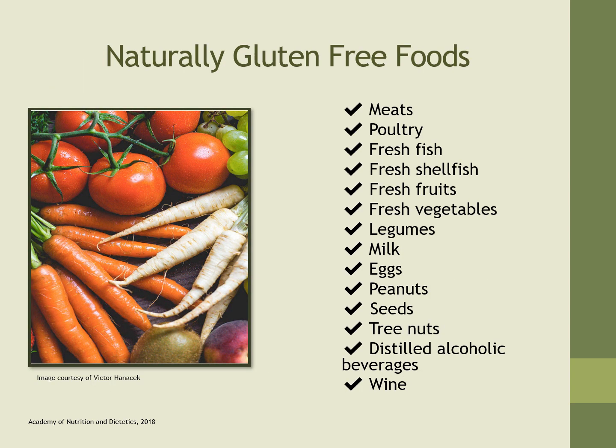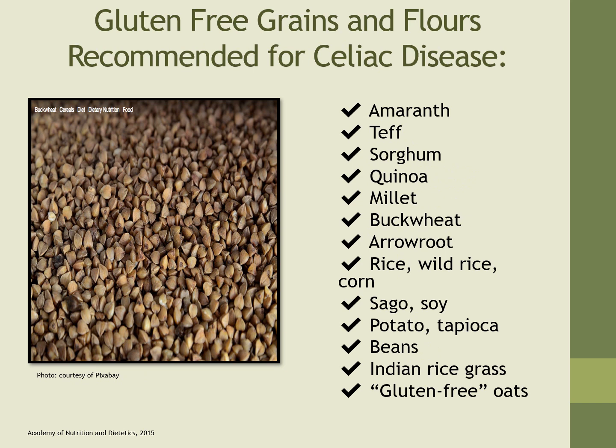There are a plethora of naturally gluten-free foods. Patients are encouraged to eat those foods and minimize consumption of processed foods. Some examples are provided here and include meats, poultry, fresh fish and shellfish, fresh fruits and vegetables, 100% fresh fruit and vegetable juices, milk, butter, eggs, lentils, seeds, peanuts, tree nuts, honey, distilled alcoholic beverages, for example, vodka or gin. Gluten is removed during the distillation process. Wine is gluten-free as well. Patients with celiac disease can choose from many grains and flours that are gluten-free and safe.